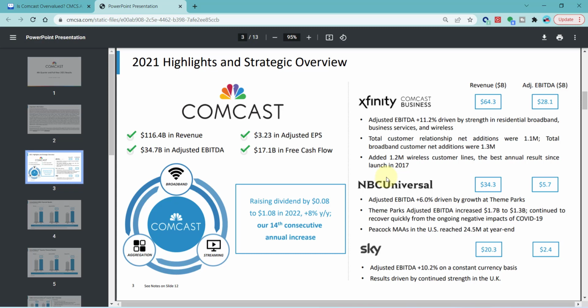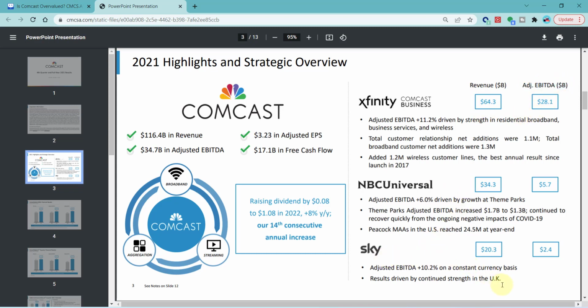And what's interesting to me, we think of Disneyland and Disney. We don't often think about Comcast having a nice theme park business with Universal Studios, but they do, and I think that's been a good business for them and will continue to be. You can see the numbers here by revenue and adjusted EBITDA for each of these business segments.